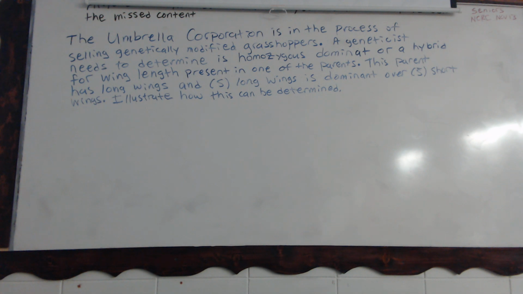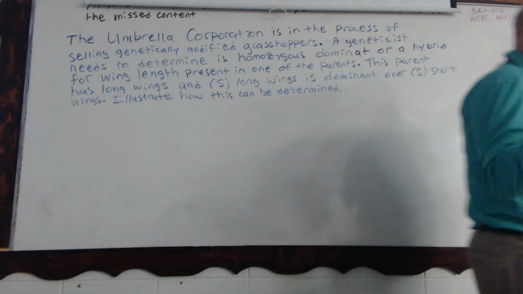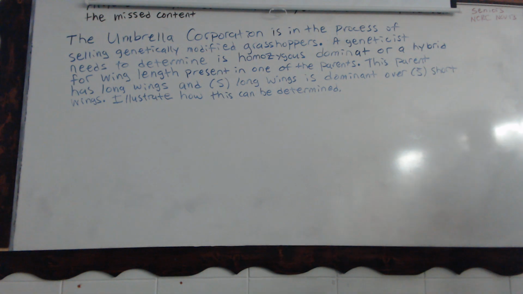Oh shoot, is it Resident Evil? Is that what it's called? The Umbrella Corporation, I think it comes from that movie franchise, is in the process of selling genetically modified grasshoppers. So maybe a geneticist needs to determine if homozygous dominant or a hybrid for wing length is present in one of the parents. And this parent is one that, we can see, has long wings, and that's what we want. But how can we do this?